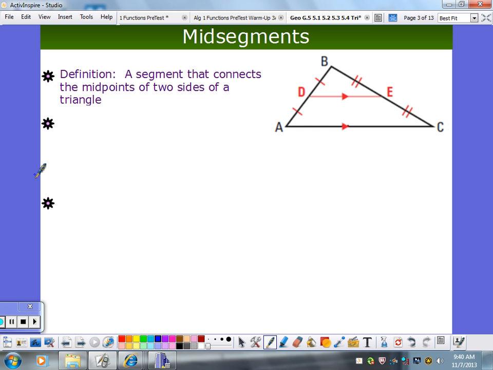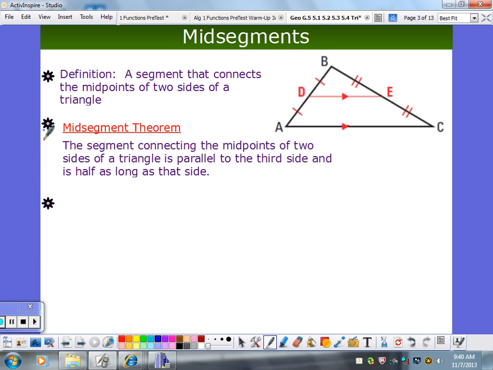A midsegment is a segment that connects the midpoints of two sides of a triangle. So here's my big picture. The theorem: the segment connecting the midpoints of two sides of a triangle is parallel to the third side and half as long.